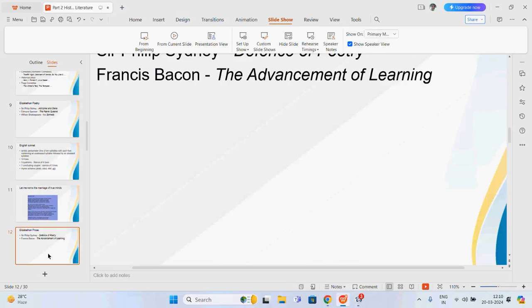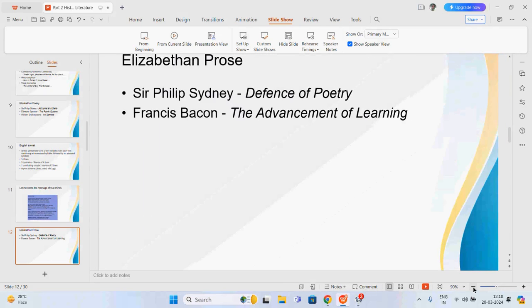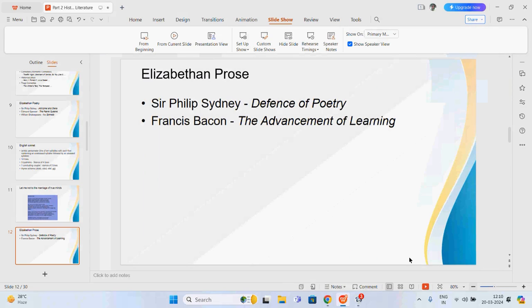Now let us take a look at Elizabethan prose. I told you when we looked at Sir Philip Sidney, with the example Astrophil and Stella as one of his contributions to English poetry, that this is his contribution to prose. This is a piece of criticism. You will read more of this in your later semesters. Defense of poetry, or defense of poesy.